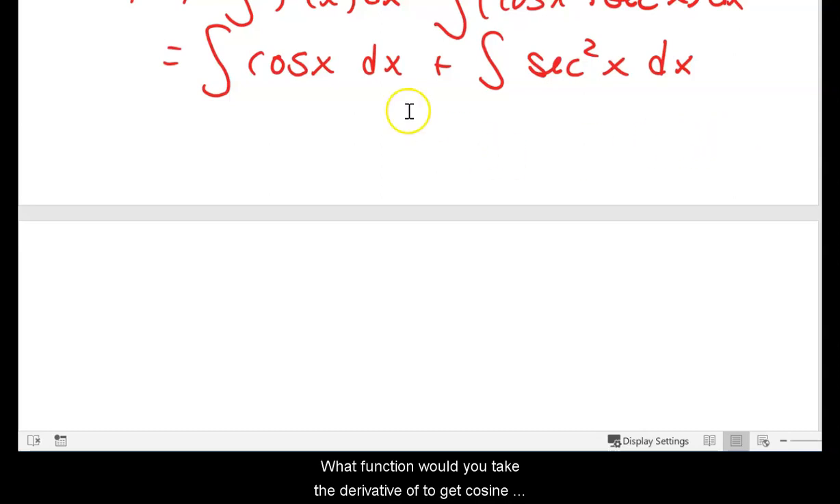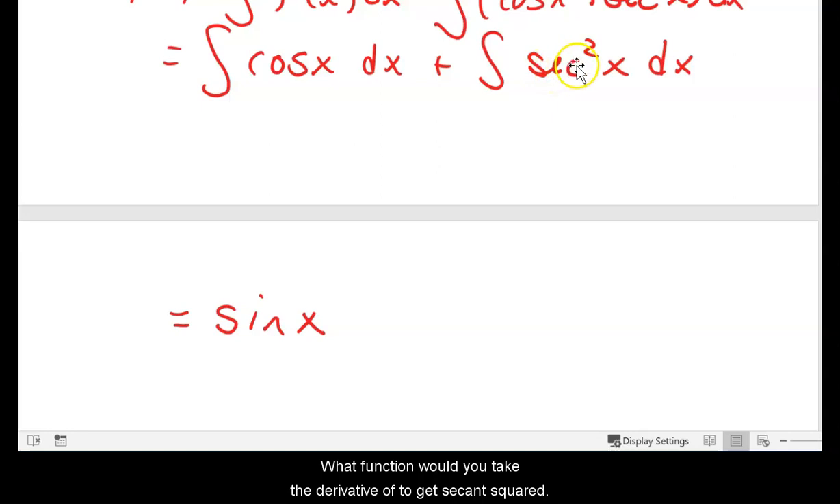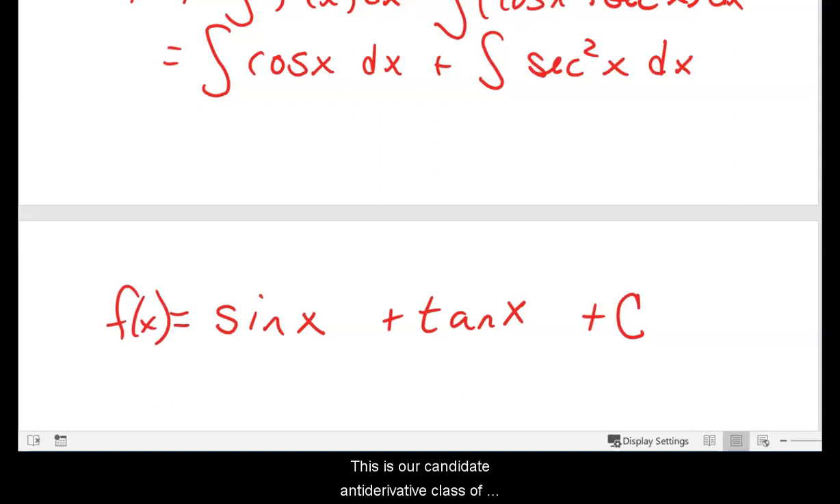What function would you take the derivative of to get cosine? Well, that would be sine. So the antiderivative of cosine of x is sine x. What function would you take the derivative of to get secant squared? That's tangent. So the next one is tangent of x. Don't forget the plus c. This is our candidate antiderivative class of functions, sine x plus tangent of x plus an unknown constant.